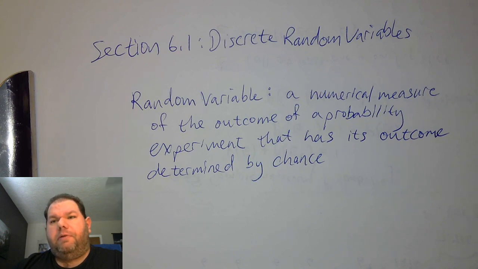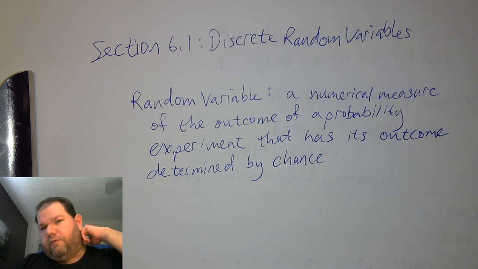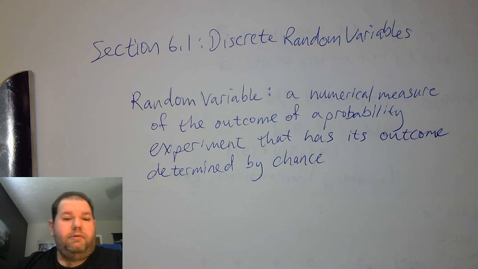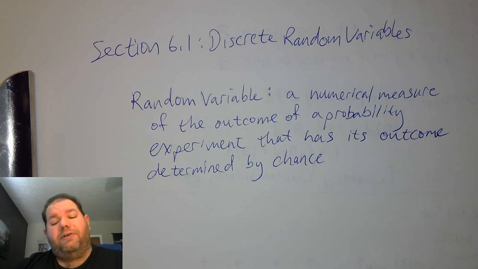Because if we're just asking around people what's your favorite color, that's not really a random variable, because that's based on everyone's personal preference. It's a variable. It's a categorical variable, but it's not a random variable.